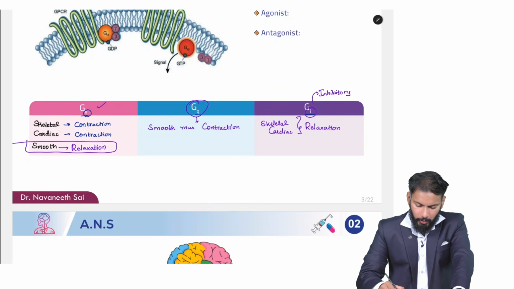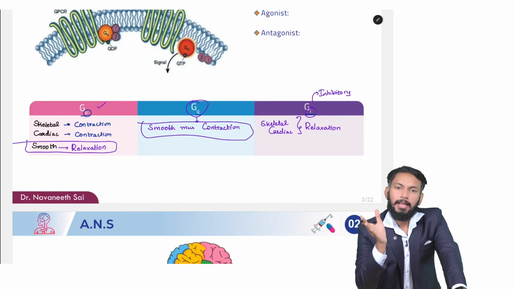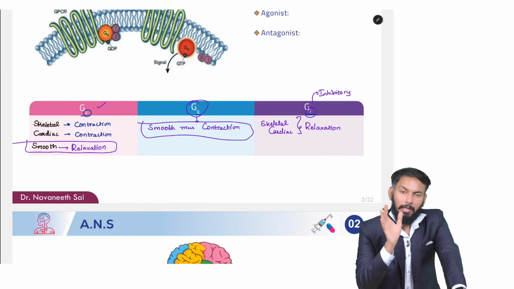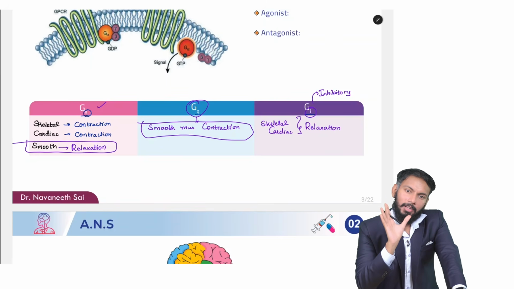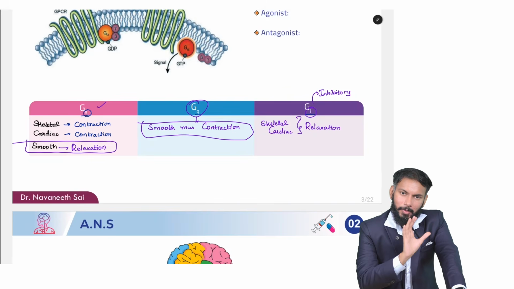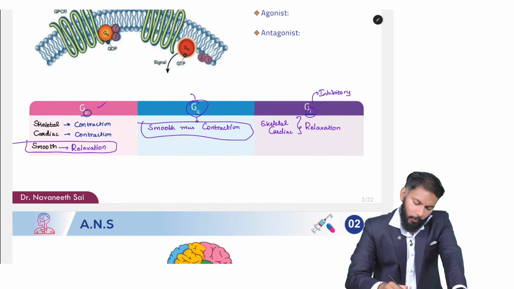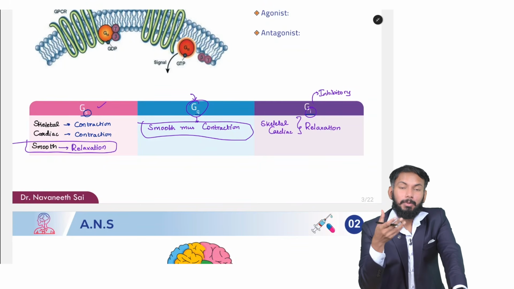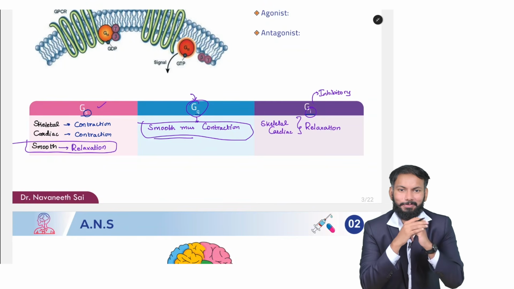So, what did I ask you to remember? Just one point. GS will stimulate everything except for smooth muscle. Now, the remaining muscles are inhibited by GI. What is left out? Smooth muscle contraction. This will be done by GQ. So, when you activate this GQ receptor, what will it cause? It will cause smooth muscle contraction. This much you understood? Yes.